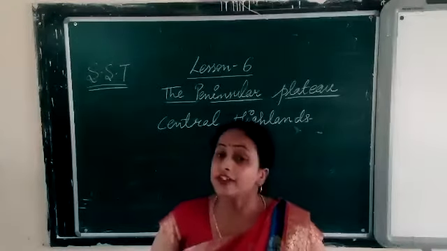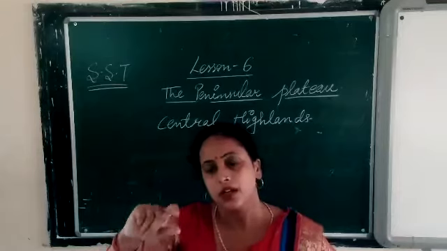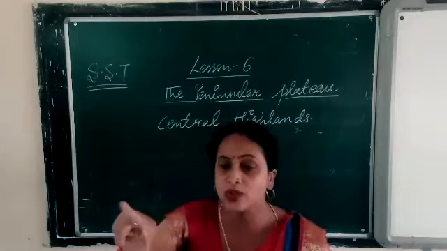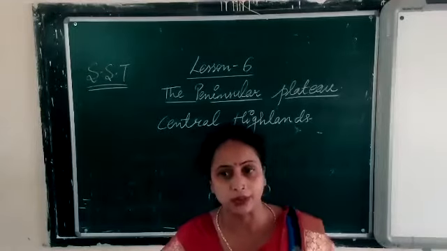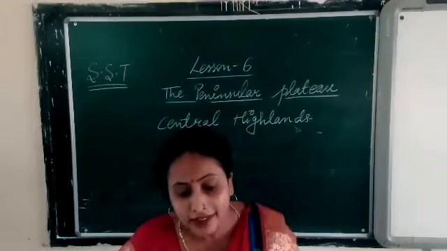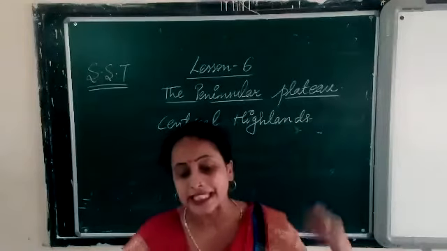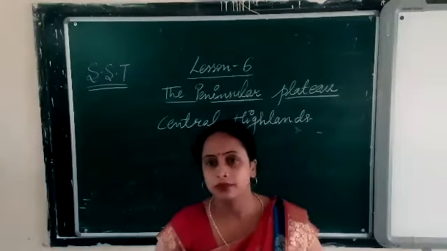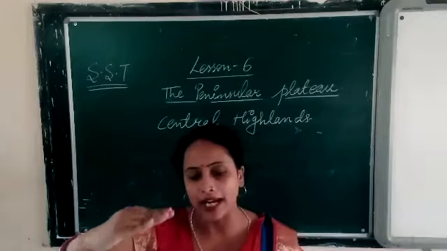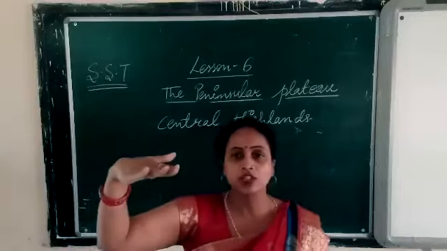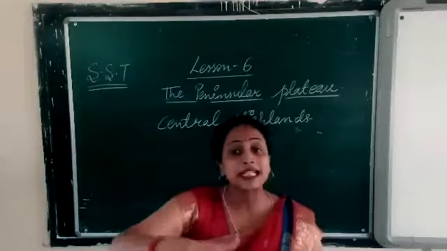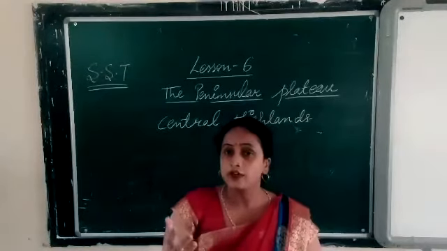So first of all, what do you mean by plateau? You can see the box given on page number 26. An area of land that rises high but is flat on top is called a plateau. The top part is flat. These are the physical divisions.